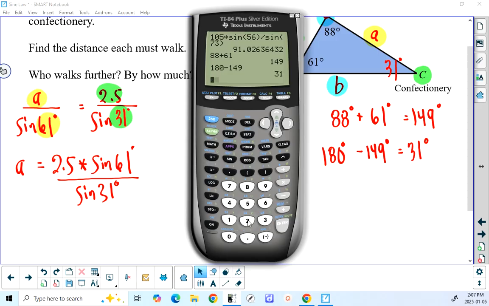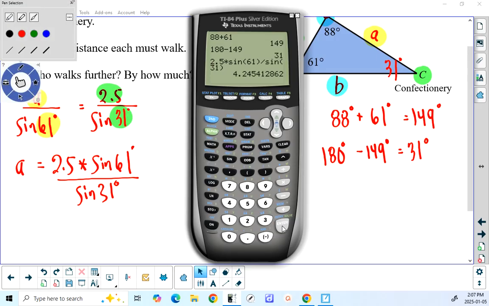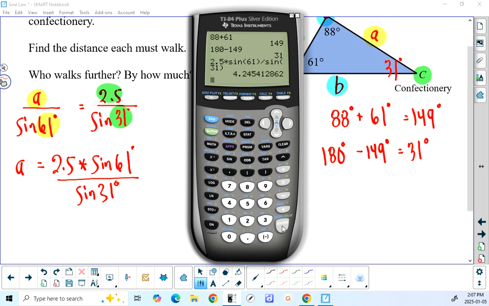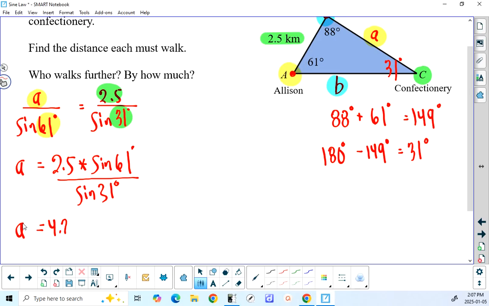So let's calculate this. 2.5 multiplied by sine of 61, close my brackets, divided by sine of 31. So this time what I get for an answer is 4.2 kilometers. Now, I'm not done. This is kind of done, but there's going to be more work I want to do with it. So I'm going to write 4.245. A equals 4.245 kilometers. That means Bobby walks. This is the distance Bobby walks.